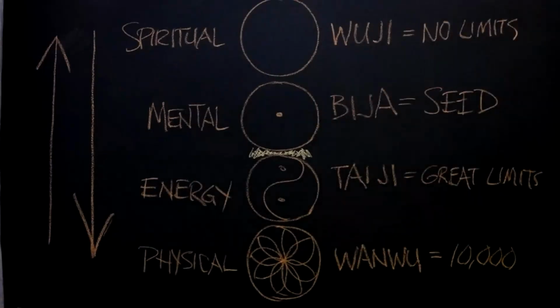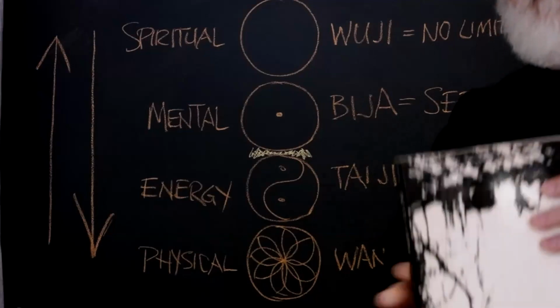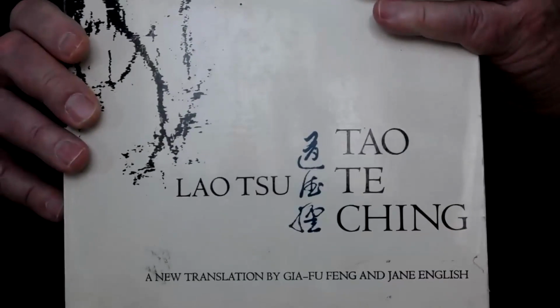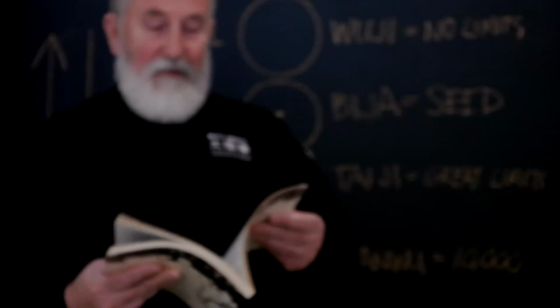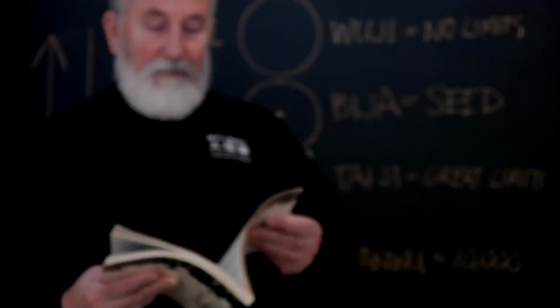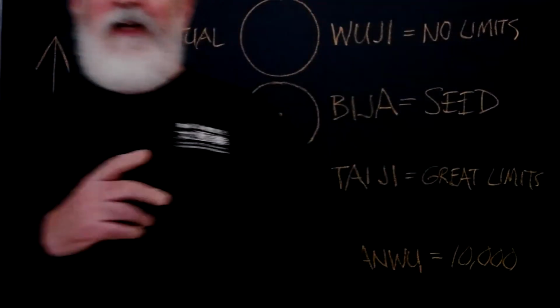Hold on, let me get a book here. All right. The Tao Te Ching. This is the founding document of Taoism. And I hate to say it, but I need to get my cheaters.